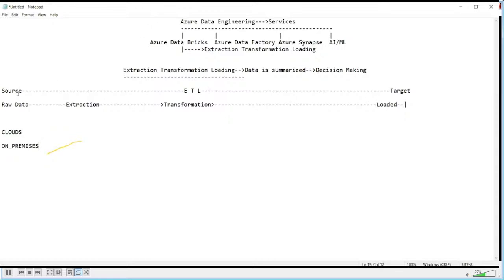So first of all, let us try to understand what is cloud. Azure data engineering is a cloud-based engineering, cloud-based data engineering. Am I right? So now, guys, let us try to understand, first of all, what is a cloud and what is an on-premises.